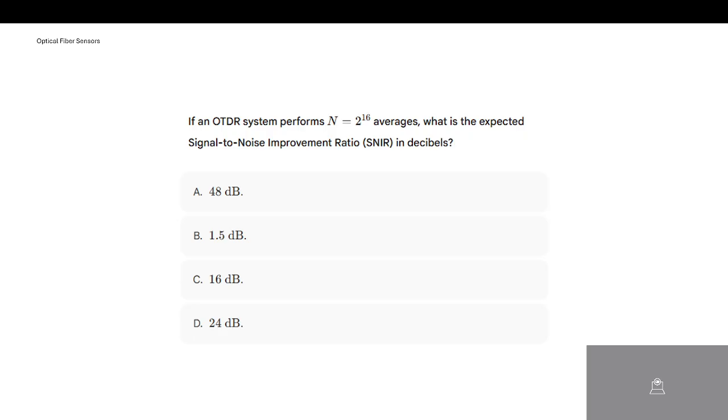Moving towards the next question, if an OTDR performs n equal to 2 to the power 16 averages, what is the expected signal to noise ratio improvement, SNIR, in decibel?